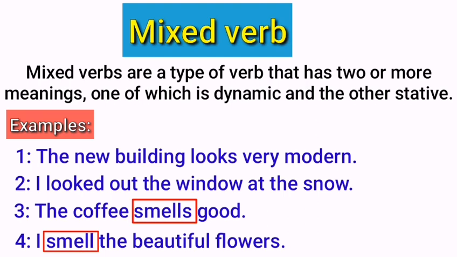Simply, you can say when a verb can function both as a dynamic and stative verb, then that verb is known as a mixed verb.